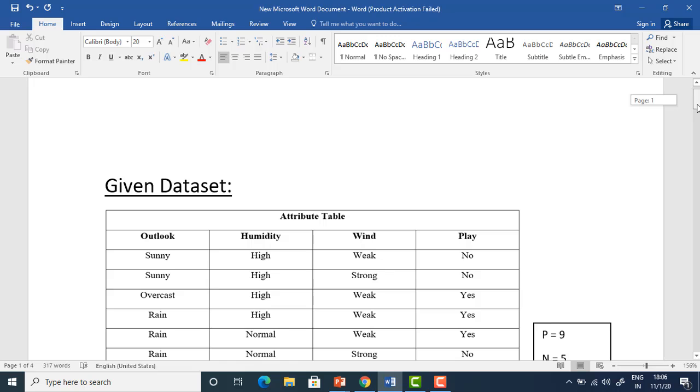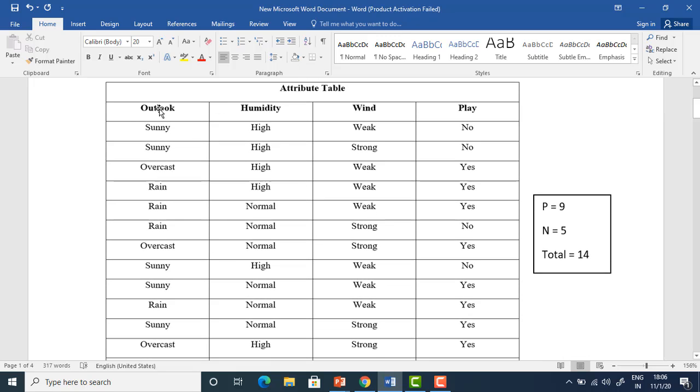This is the data set they have given. Outlook, humidity, and wind are the attributes, and this is the label. This is a data set. A data set contains attributes as well as the labels. Few data sets won't contain the label. That is a different thing. I'm not going to discuss all those things now.